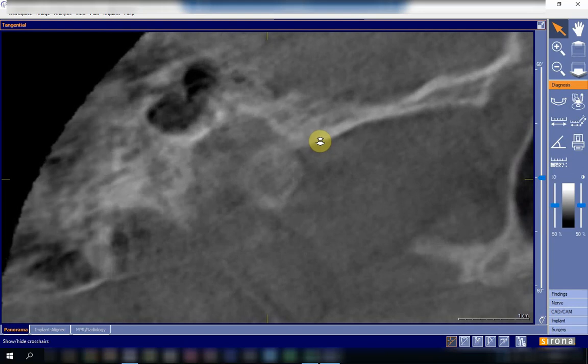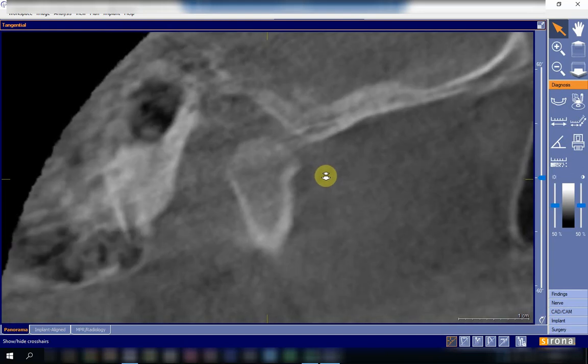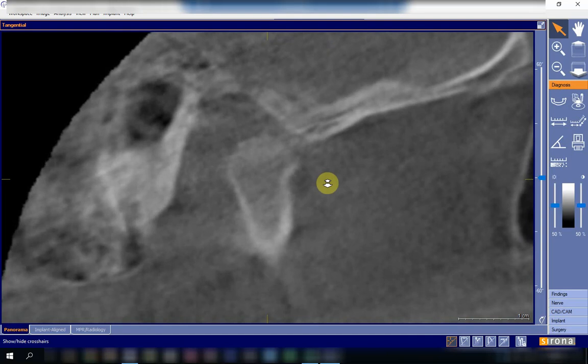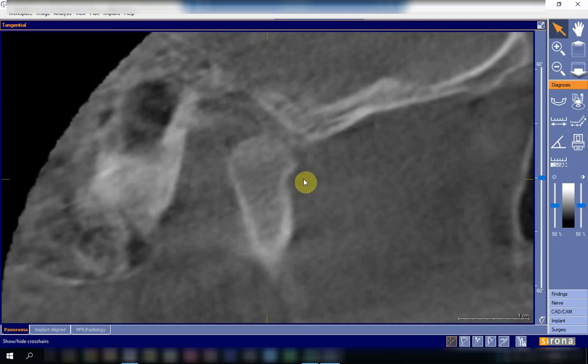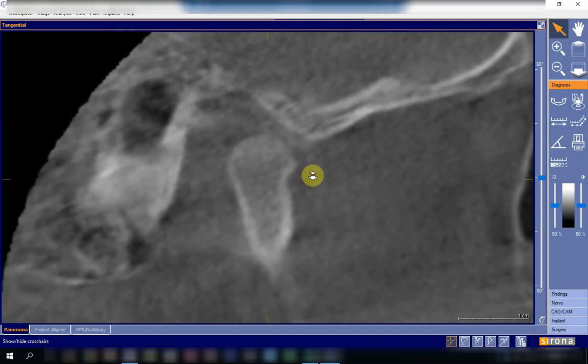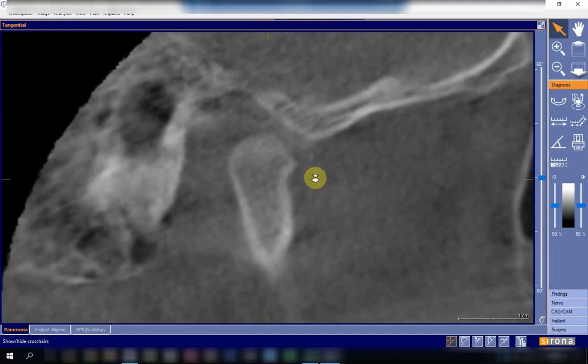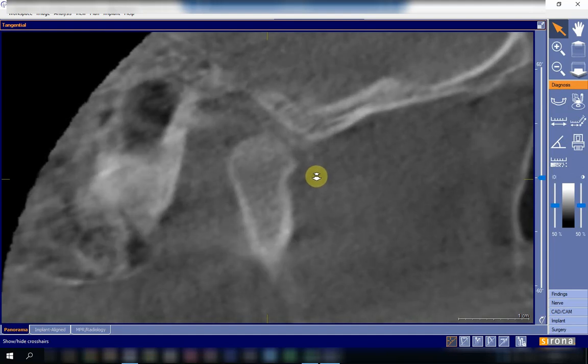What do we expect to see in a normal condylar head, or what would you be looking for? First of all, you will be looking at the superior surface of the condyle plus the lateral and the medial surfaces. What you want to see here is any roughness, irregularity in the surface, or pitting and osteophytes.